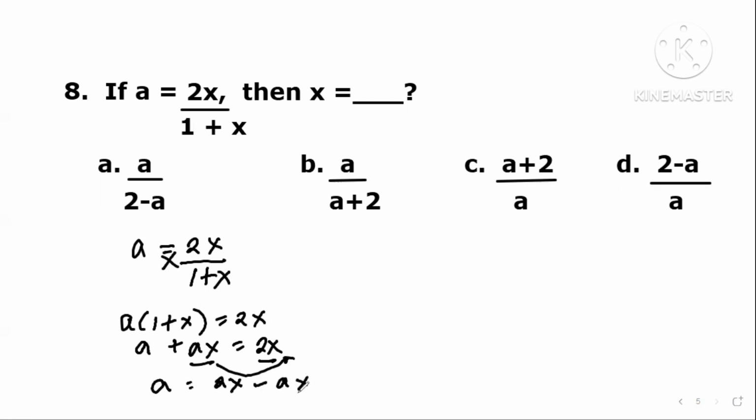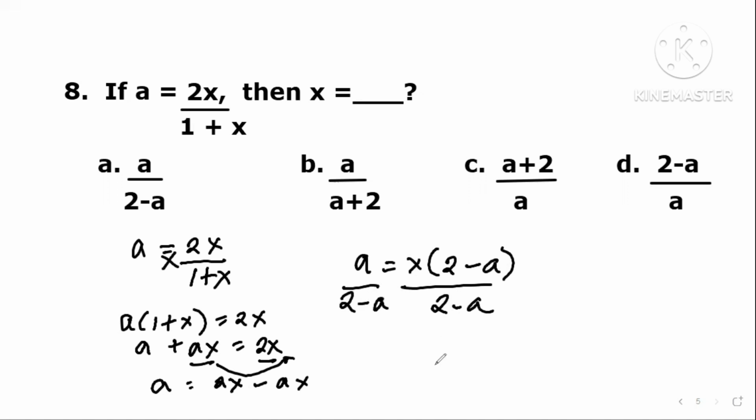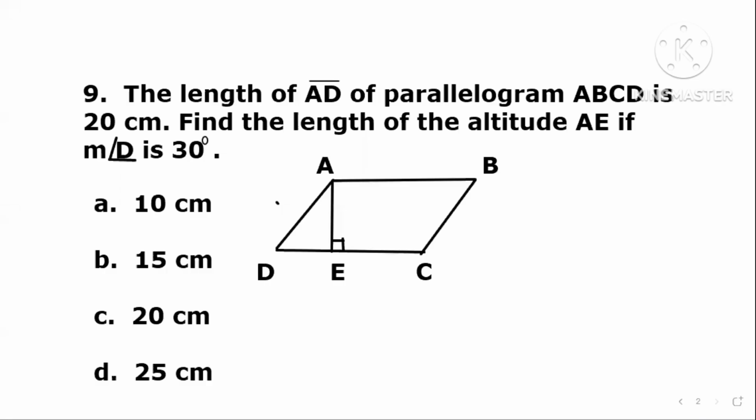Now, to make it a single x, let's factor it out. So, A is equal to x, which is their common factor, times 2 minus A. And then we divide both sides by 2 minus A. So that will be your x: A over 2 minus A. Okay? So, that cancels. So, the answer is letter A, A over 2 minus A.